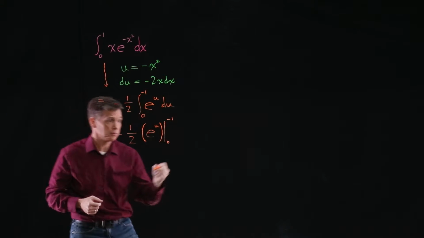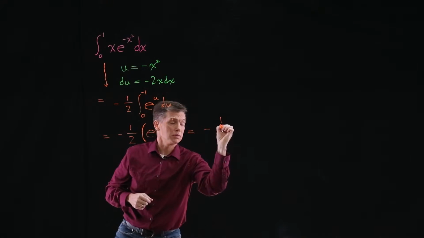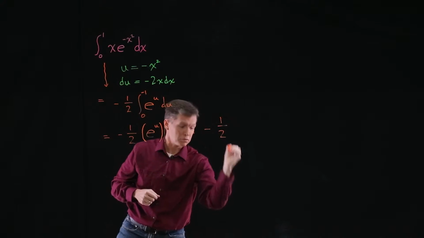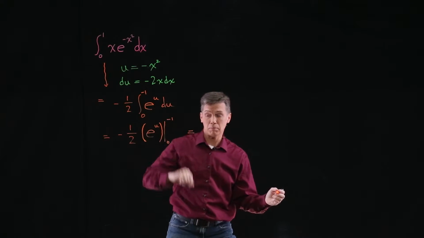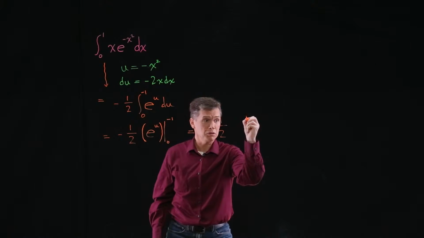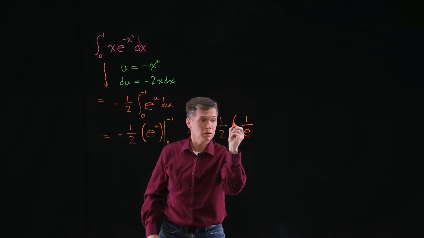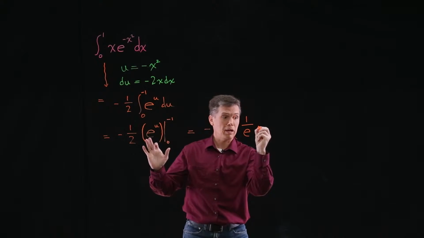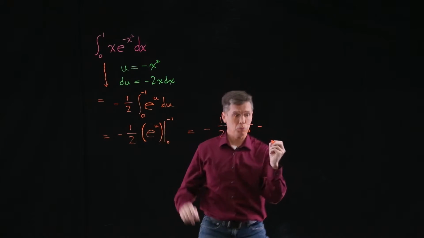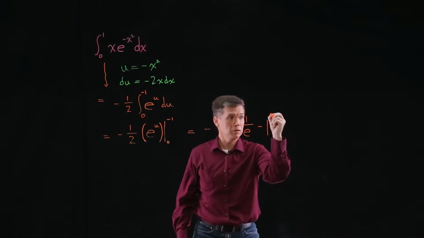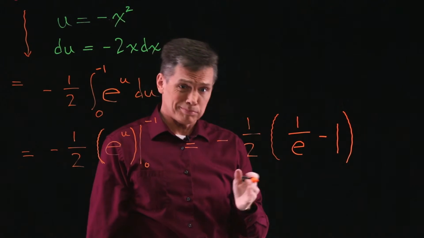Okay, so let's plug those in. This equals, still have my minus 1/2 out in front. e raised to the u, plugging in a minus 1, so let's maybe even write that as 1 over just e to the 1 power. Subtract what happens when I plug in a 0. e to the 0 power is always 1, so I'm just subtracting 1. Okay, and that looks pretty good right now.